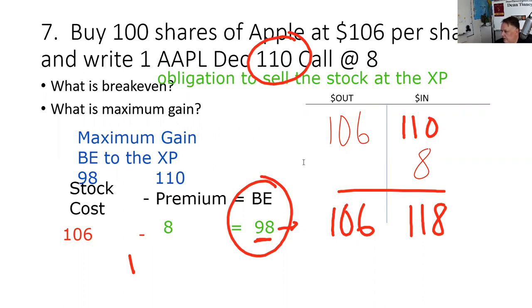So there are a couple of ways to think about that. I wouldn't worry too much about the numbers. The main point is to understand that you don't participate past the strike price. And that's the downside of this strategy. The downside of a covered call is that you don't participate past the strike price. All right, so that was option 7.